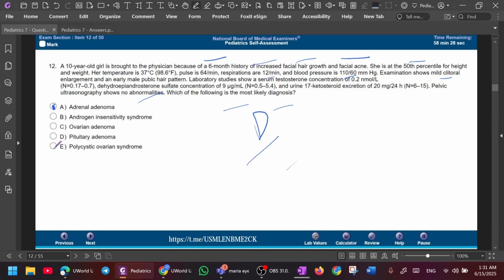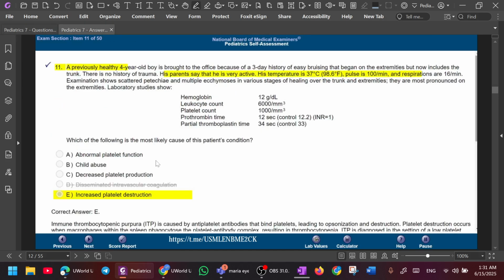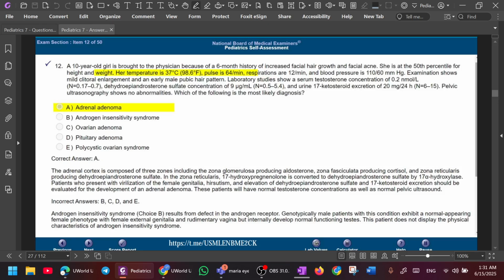So it's adrenal adenoma. The adrenal cortex is composed of three zones, including zona glomerulosa, producing aldosterone, zona fasciculata, cortisol, and zona reticularis, dehydroepiandrosterone sulfate. In the zona reticularis, 17-hydroxypregnenolone is converted to dehydroepiandrosterone sulfate by 17-alpha-hydroxylase. Patients will present with virilization of the female genitalia, hirsutism, and elevation of dehydroepiandrosterone sulfate and 17-keto excretion, and should be evaluated for the development of adrenal adenoma. These patients will have normal testosterone concentrations as well as normal pelvic ultrasound.